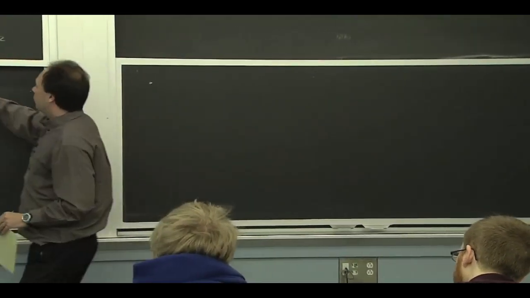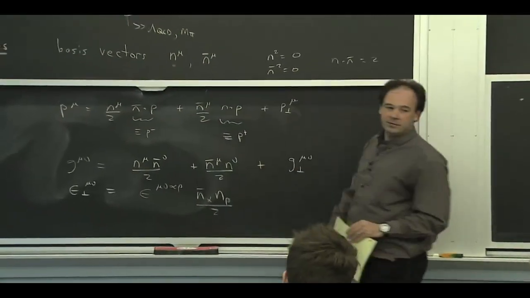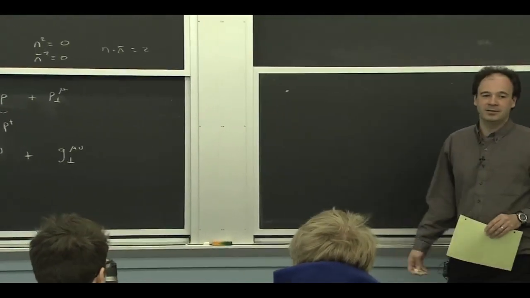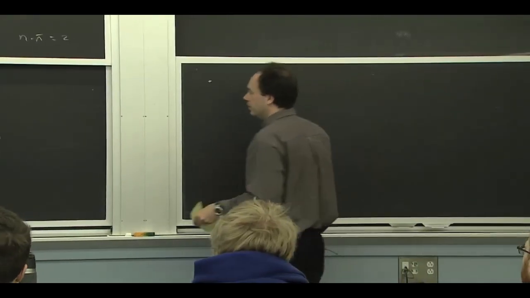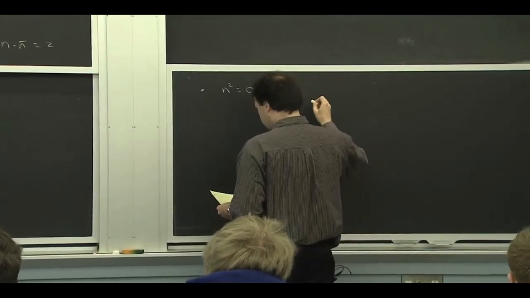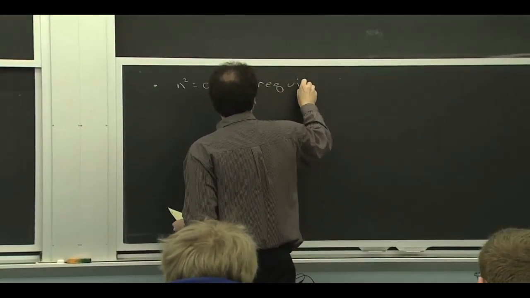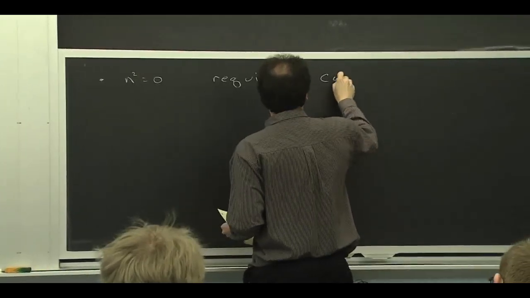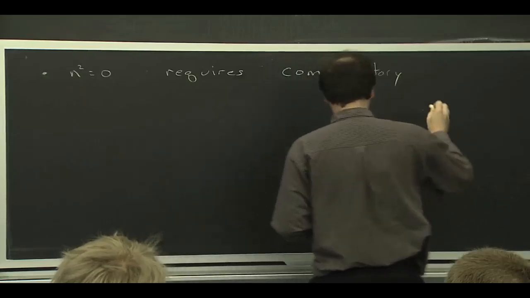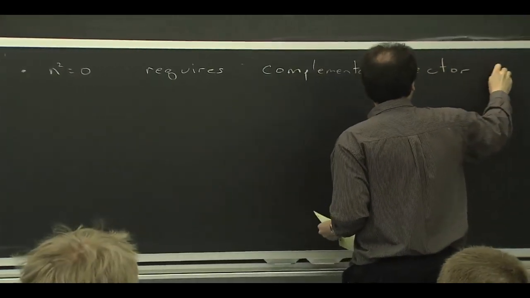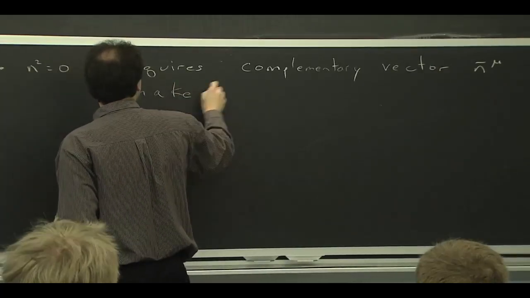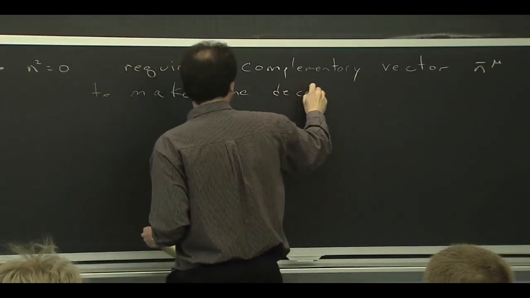So n here had a physical motivation, as you saw from my picture. The pion was moving in the n direction. n bar was just a vector that we decided we needed in order to define things. If you have some vector where n squared is 0 and you want to make a decomposition of coordinates, then you're required to introduce a complementary vector, which is this n bar, to make the decomposition, for the reasons I said.